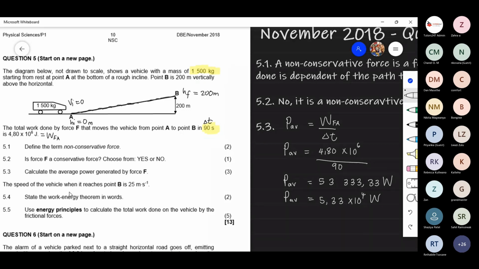Okay. So just give me a moment to check if there are any questions in the chats. Okay, so it's clear, so everyone seems to be okay so far. Okay, so our next question, question 5.4.